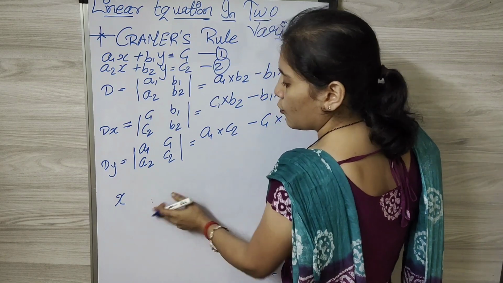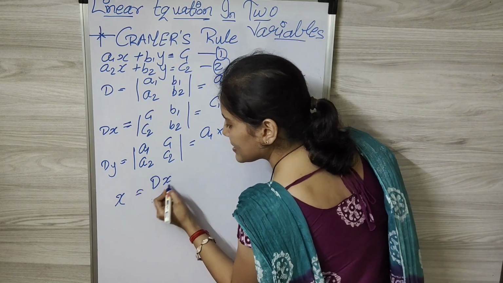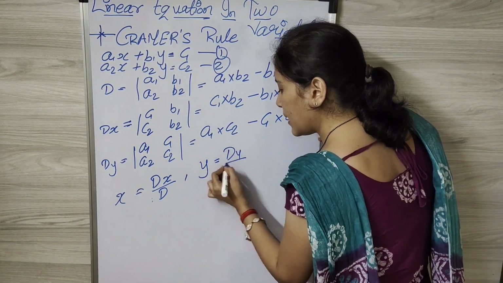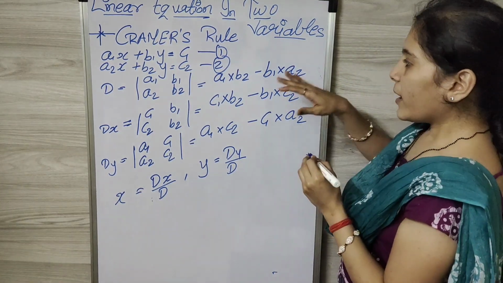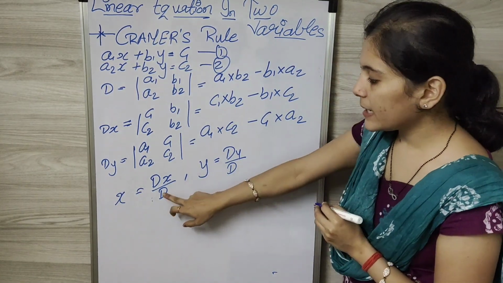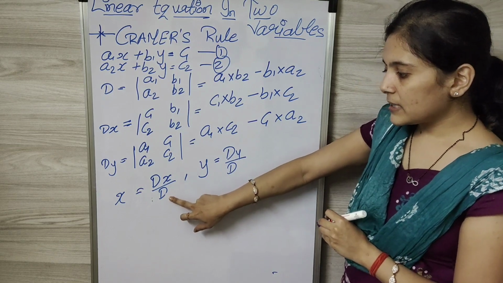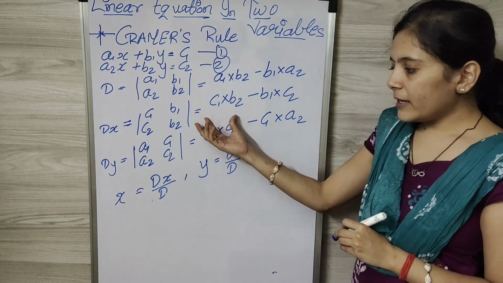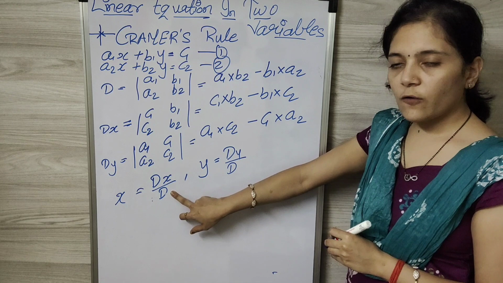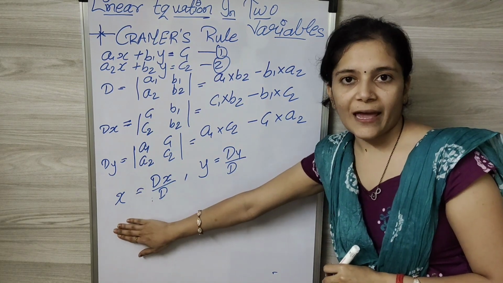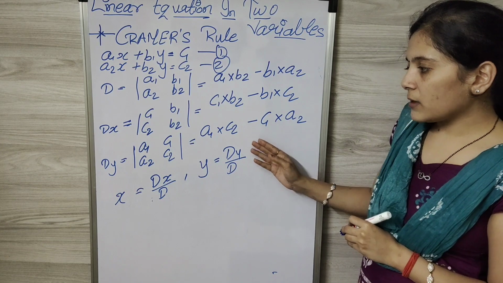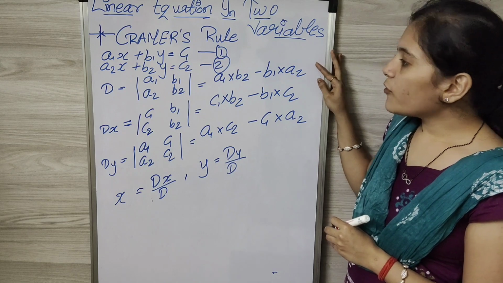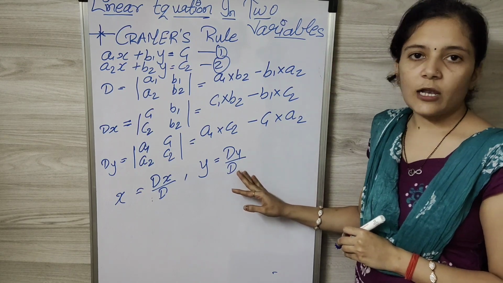Now for x the formula is Dx upon D, and for y it is Dy by D. Whatever value of D comes, we place it in the denominator, that is x is equal to Dx upon D. The value of Dx I put in the numerator and the value of D in the denominator, then I get the value of x. And for y I place the value of Dy in the numerator, and the value of D in the denominator.